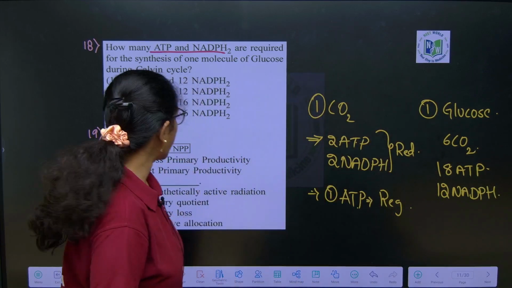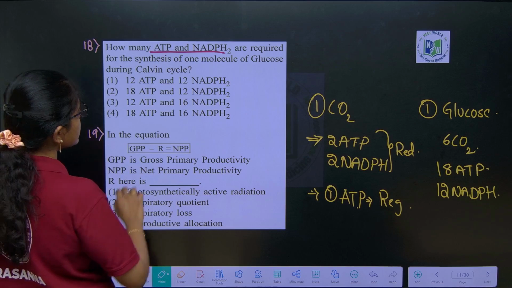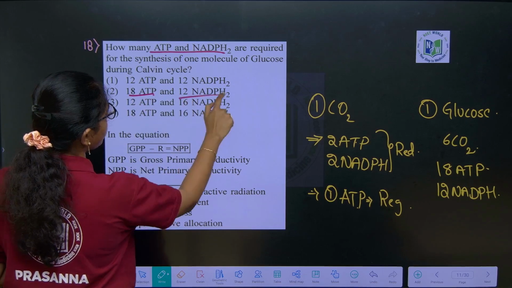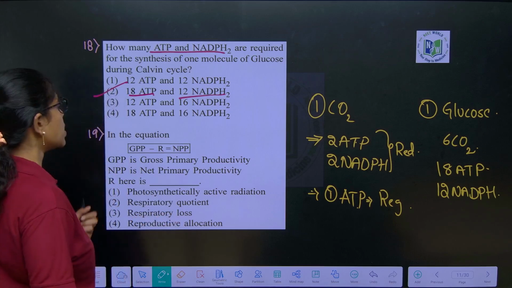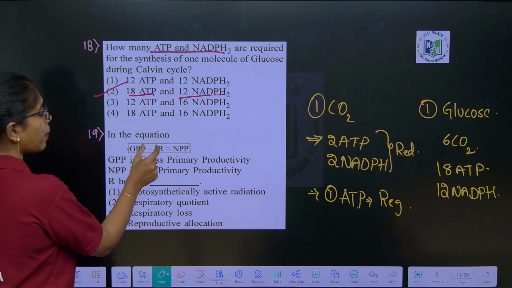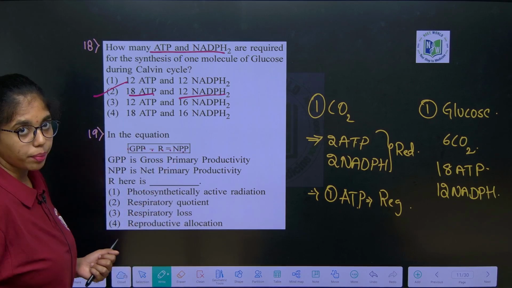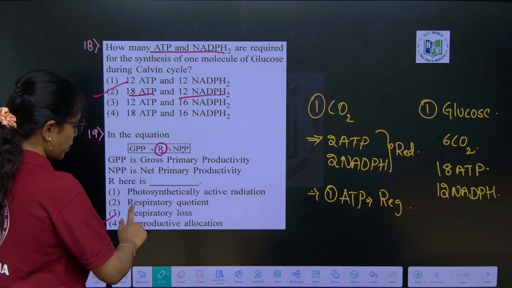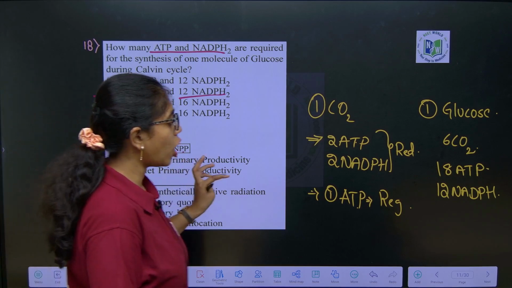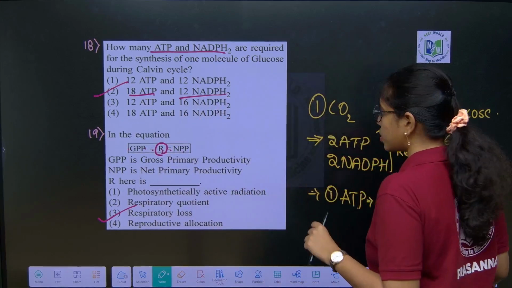These are required. So here, what will be our answer, Nana? 18 ATP and 12 NADPH. Option 2 is the correct answer. Next, in the equation GPP minus R is equal to net primary productivity, what is R over here? R is respiratory loss. From this formula also we are getting the question, this is the second time.